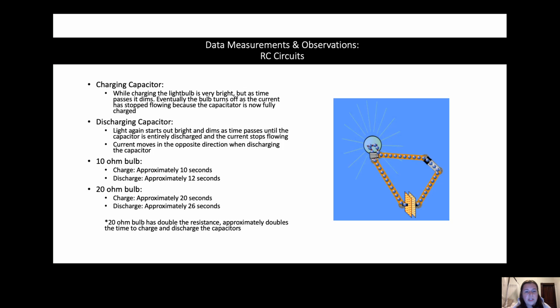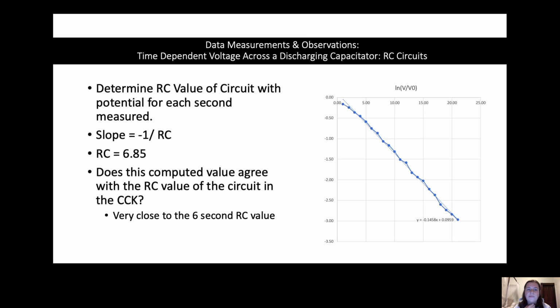For the 10 ohm bulb, the charge time was approximately 10 seconds and discharge approximately 12 seconds. For the 20 ohm bulb, charge was approximately 20 seconds, and discharge was approximately 26 seconds. This is because the 20 ohm bulb has double the resistance, so it's approximately doubling the time to charge and discharge the capacitor in this simulation.